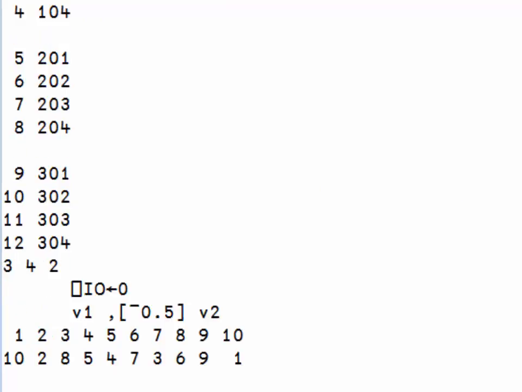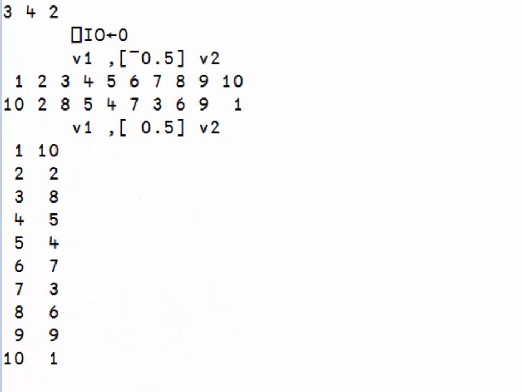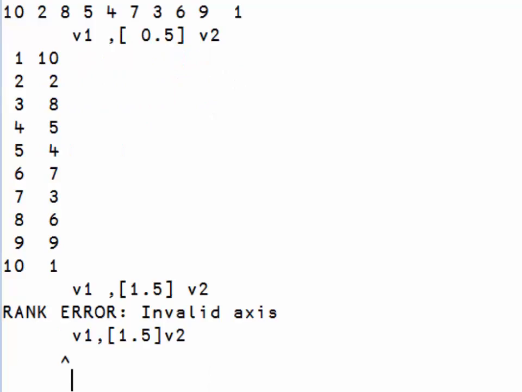So if your quad IO is 0, you need to account for that. So in this case here, we will need to use a number between -1 and 0 to add a dimension to the left. If we use a number between 0 and 1, we will add a dimension to the right. And if we use a number between 1 and 2, we get a rank error.